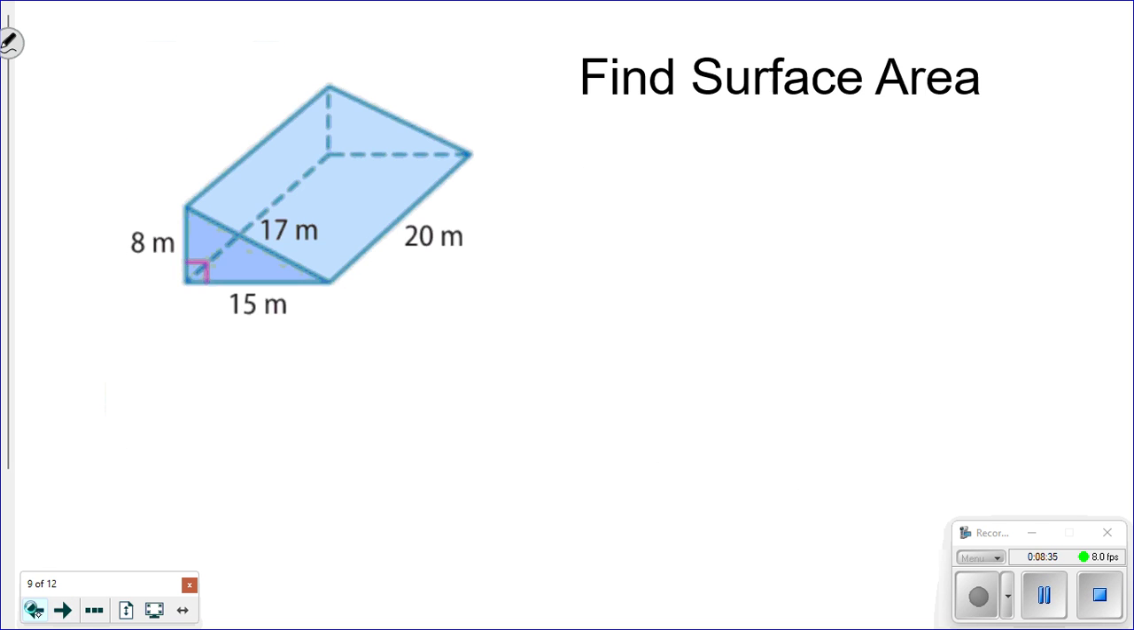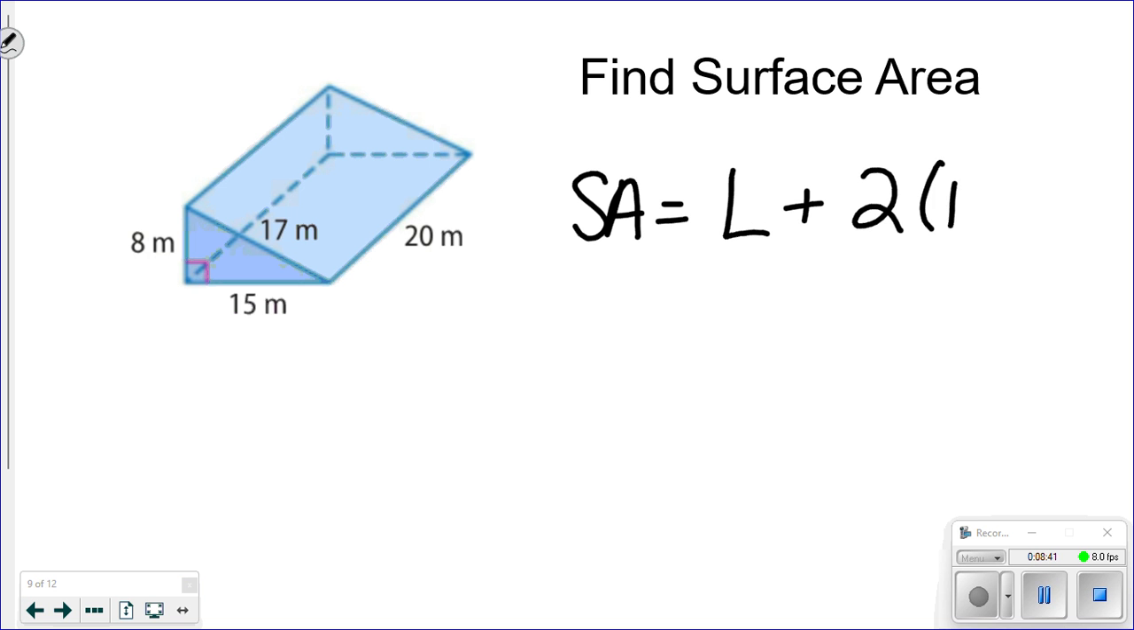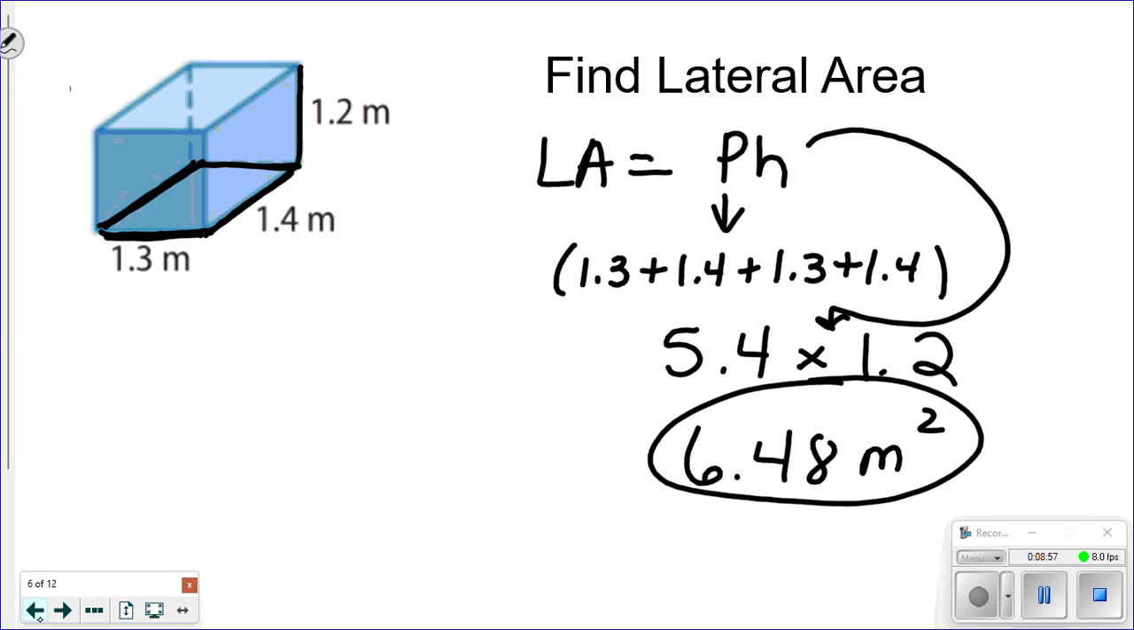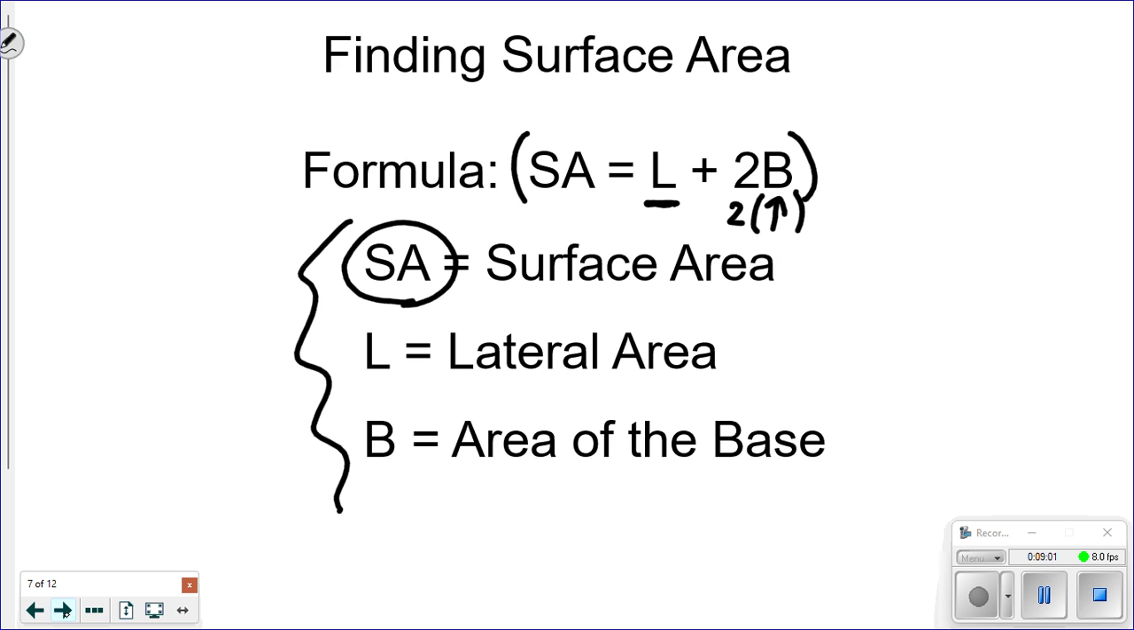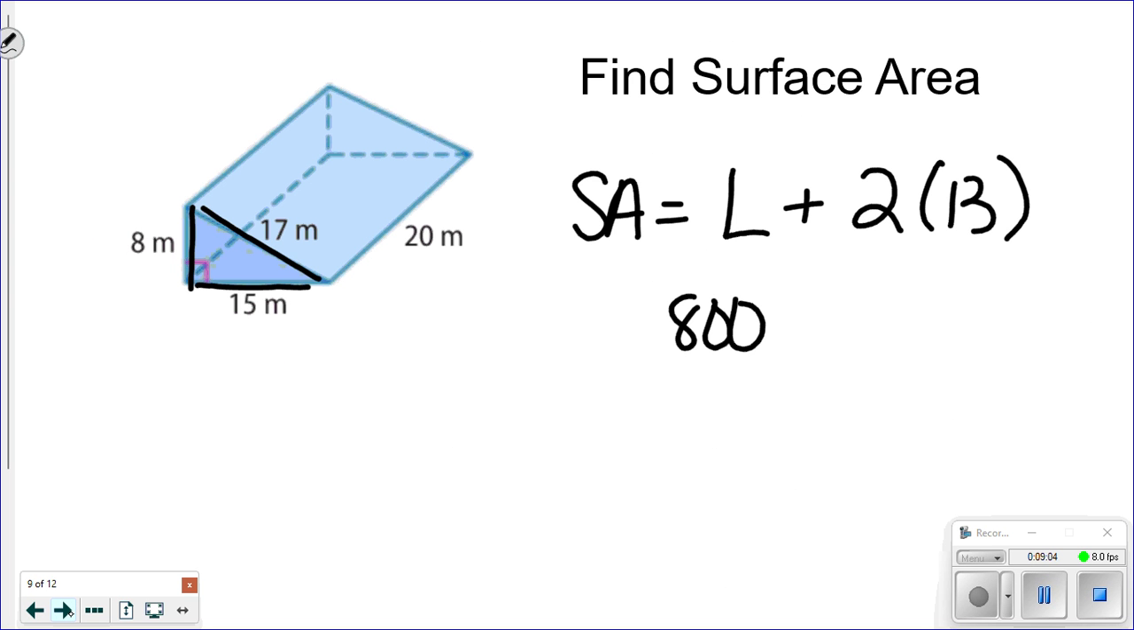Okay, so I'm going to do it again. Surface area equals the lateral area plus 2 times whatever the area of that base is. So I did this already. I found the lateral area of it. Remember, I added all the perimeters together, and then I multiplied by how big it was. And the lateral area, as we found, was 800. If I flip back, we did it back here. See? It's right there. Okay, plus 2 times whatever the area of the base is.